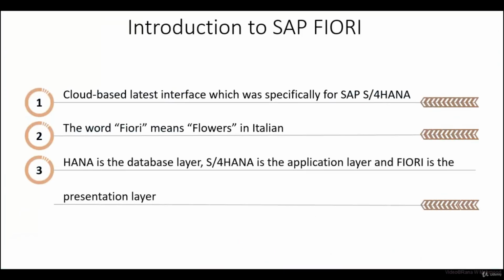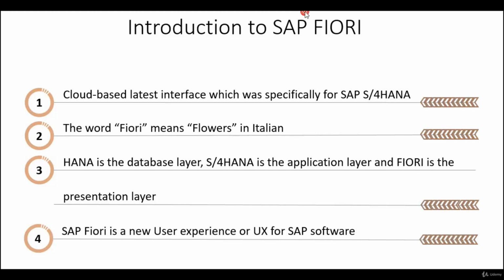And if you open the SAP Fiori app, the home page will also show you a picture of a flower. As we discussed in one of our previous lectures, if we compare the architecture of SAP S/4HANA Business Suite with SAP R/3, then HANA is the database layer, S/4HANA is the application layer, and Fiori is the presentation layer, which users can use to process the transactions and analyze the data. So in one sense, we can say that the previous blue screen of SAP ERP has been replaced by SAP Fiori, thanks to SAP S/4HANA. SAP Fiori now is a new user experience or user interface for SAP software.